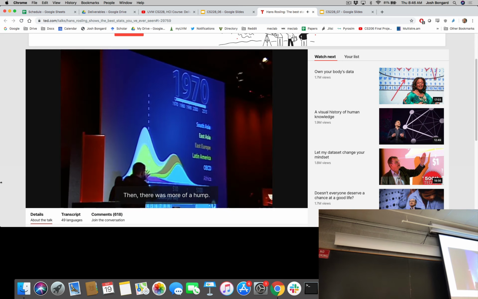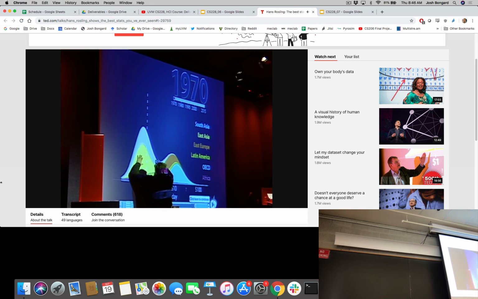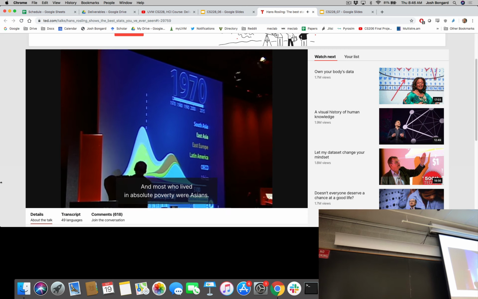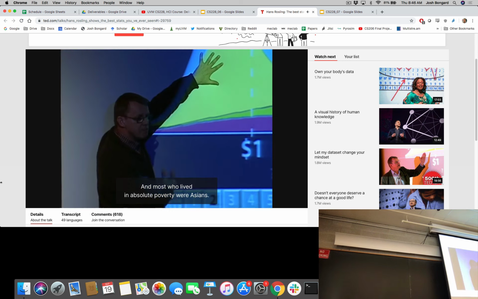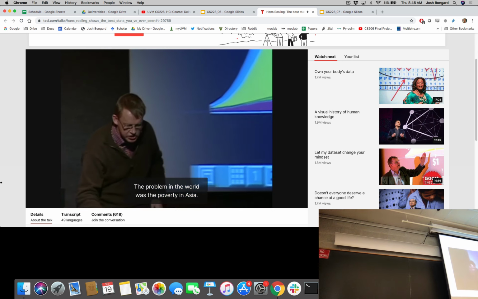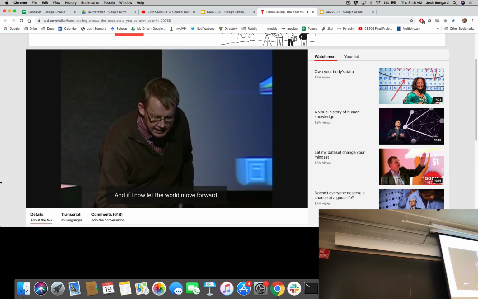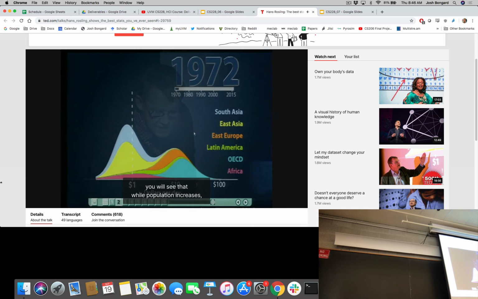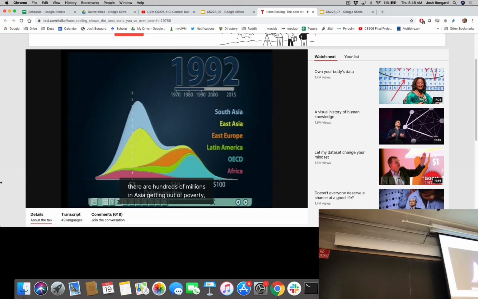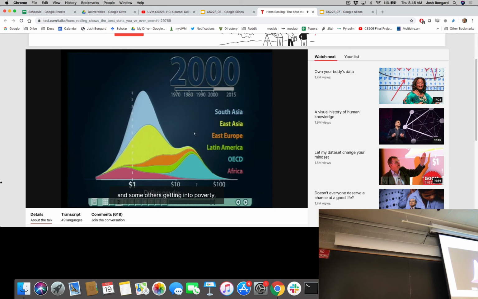Then there was more of a hump. And most of those who lived in absolute poverty were Asians. The problem in the world was the poverty in Asia. And if I now let the world move forward, you will see that while population increases, there are hundreds of millions in Asia getting out of poverty, and some others get into poverty.